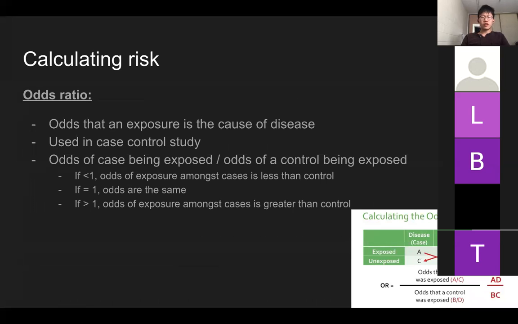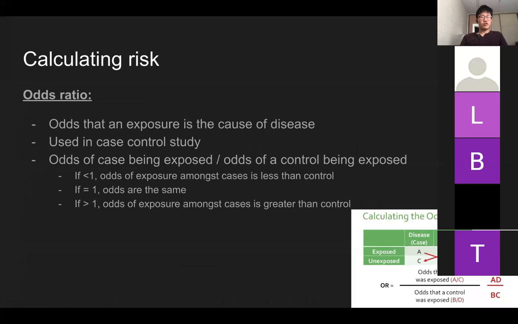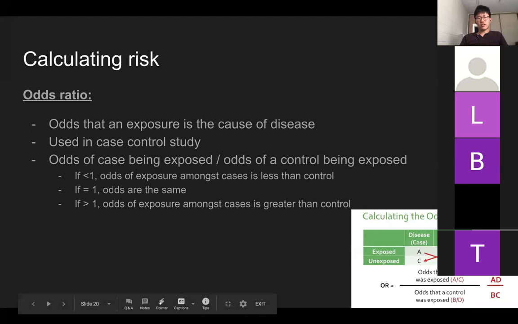So here's your odds ratio. This is normally used, important to note, in a case control study, and it's the odds that exposure is the cause of disease rather than the risk of those exposed versus the unexposed. So these two normally get confused. Here's just a formula to use to calculate it.